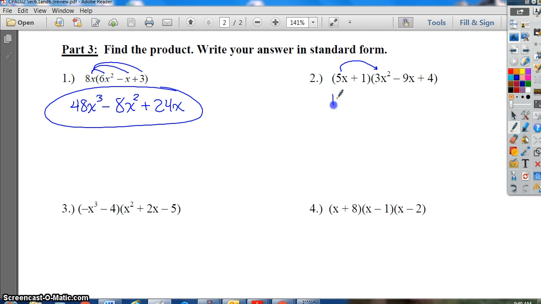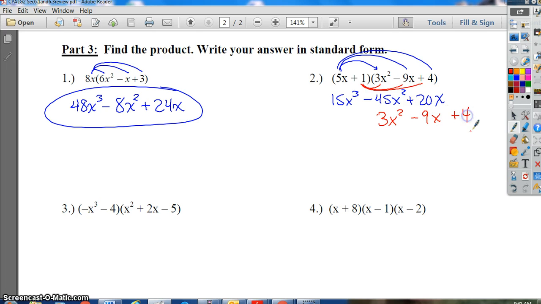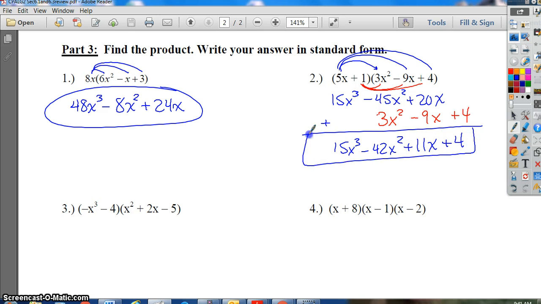Over here, I'm going to have 15x to the third minus 45x squared, plus 20x. I'm now going to distribute my 1 in the red. My products from the red will be underneath. So this will be 3x squared minus 9x plus 4. Okay, I'm going to add them vertically. So 15x to the third minus 42x squared plus 11x plus 4. That one's finished. Okay, so I'm doing it vertically, so that way they're easier to combine like terms.